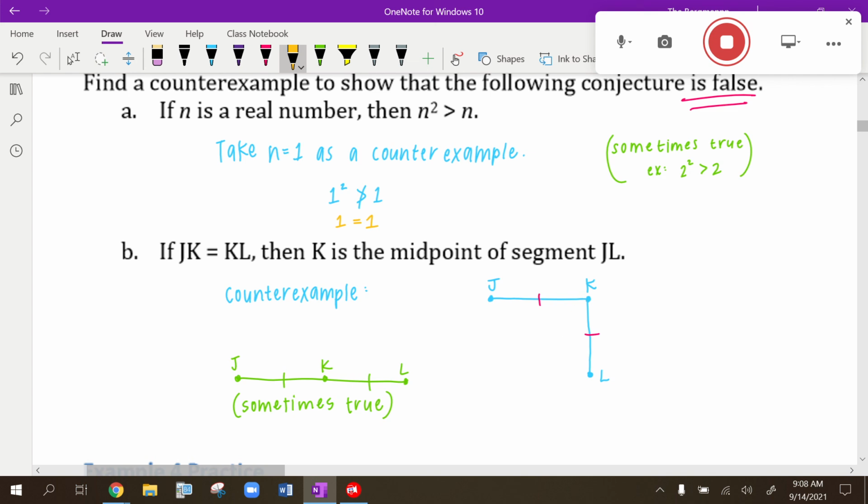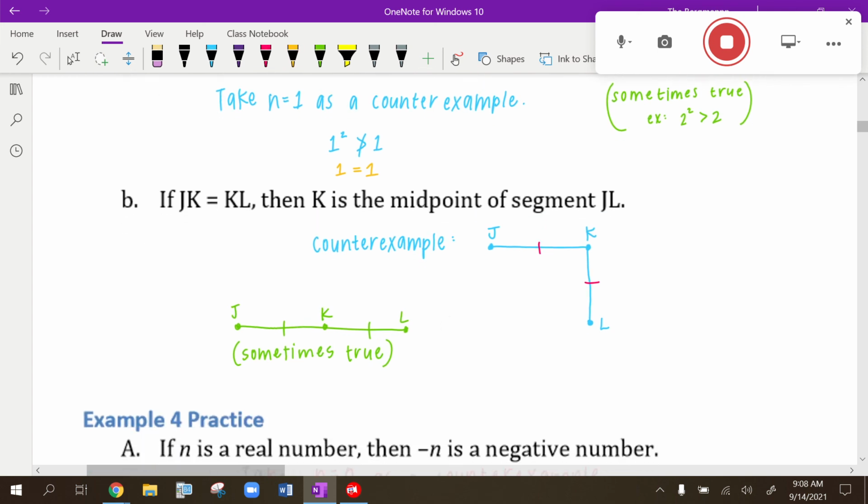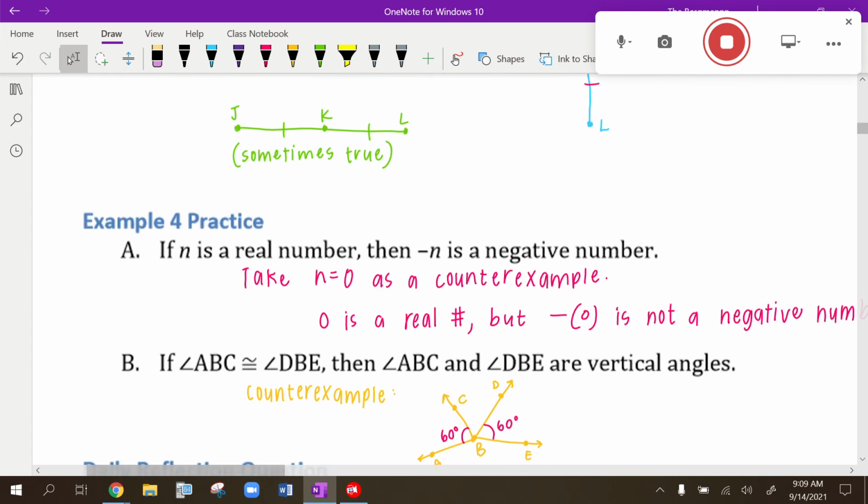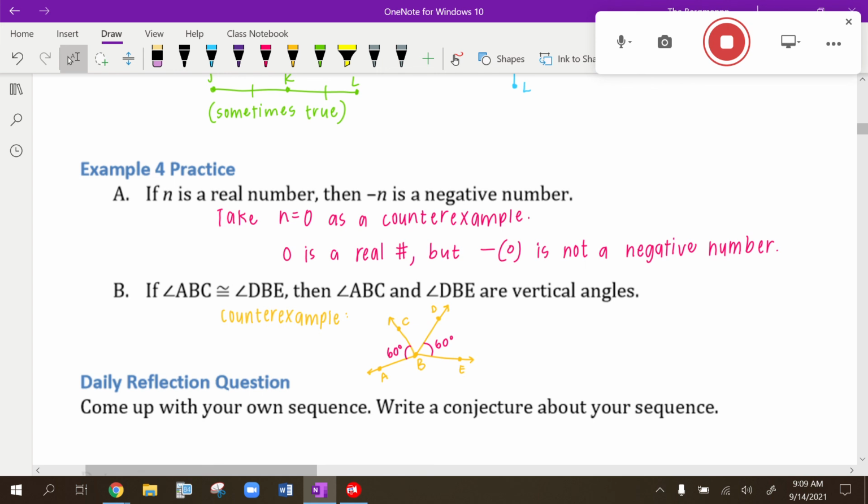We know, again, sometimes this can be true. However, we are trying to come up with an example of when it is not true. So here's my counterexample to show that JK is equal to KL. However, K is not the midpoint of segment JL. I'd like you to try the practice problems below on your own. Pause the video now. Here are some sample answers.